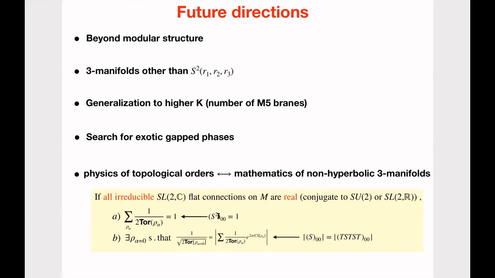This comes from the fact that the S-matrix squared is the identity, or equivalently the ground state degeneracy on S2 is always one. So this universal property of topological phases implies that this kind of relation should be satisfied on the three-manifold, and we can check in various examples that this is always satisfied. We can also give another condition such as this one, which follows from the modular structure of this topological phase. So if there is some universal property of a topological phase on the modular data, then using our correspondence, it can be translated to a mathematical conjecture on non-hyperbolic three-manifolds.